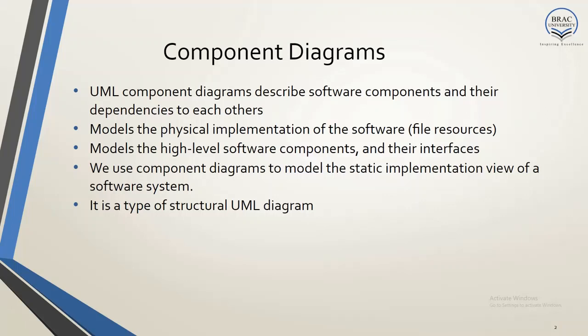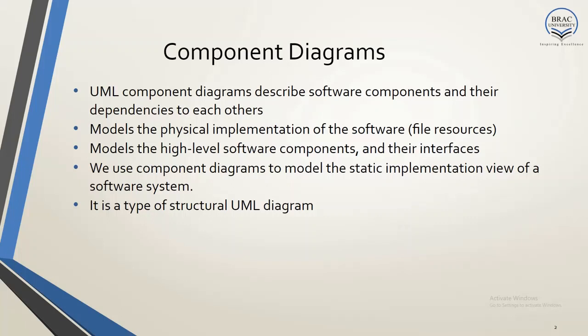So what actually is a component diagram? The component diagram is a type of UML diagram which describes the dependencies between software components. By software component we mean different parts of a software which can act individually or which perform a specific set of functionalities within the system. We also use it to model the physical implementation of a software. It's also used to model the high-level software components and their interfaces.